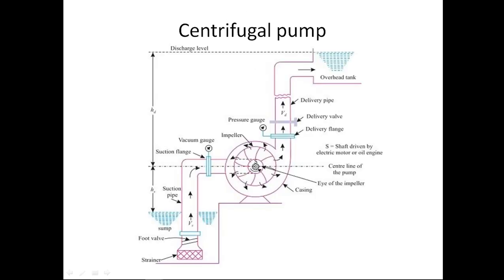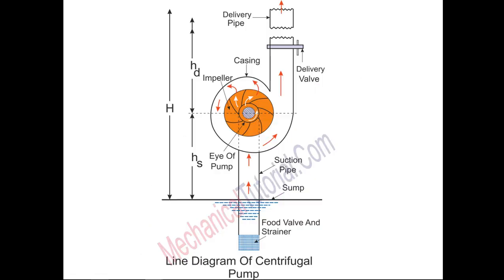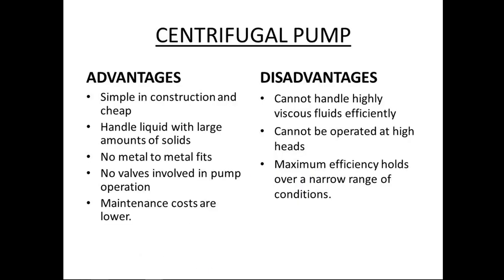At that instant, partial vacuum is created at the eye of the pump due to the centrifugal action of the impeller on the liquid. This helps liquid to rush through the suction pipe toward the impeller eye to take the place of liquid which has left the impeller vanes. When the pump is to be stopped, the delivery valve should first be closed to stop the backflow of liquid. This whole is the working of a centrifugal pump. This is the construction and working of the centrifugal pump.